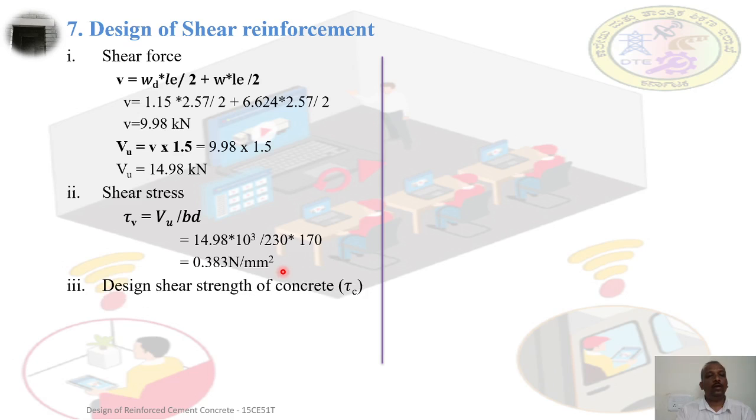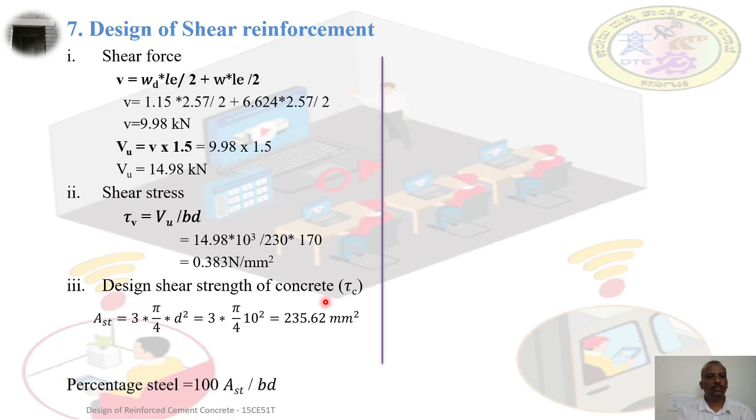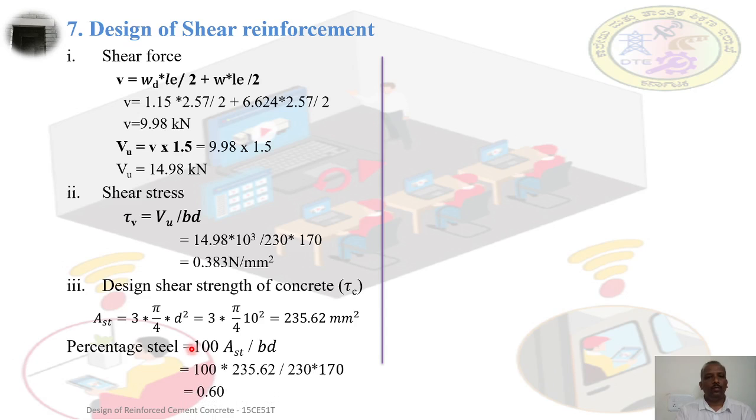This we need to compare with the design shear strength of the concrete, tau c. To obtain tau c, we first need to calculate the percentage of steel. For that we need the area of steel provided for the flexural condition. That is 100 Ast divided by bd, that is 100 into area of steel provided divided by breadth into depth, and we get 0.6 percent.